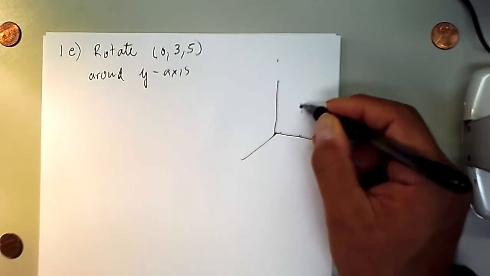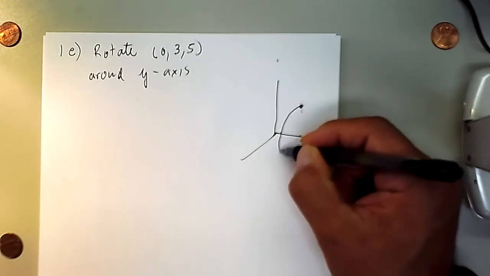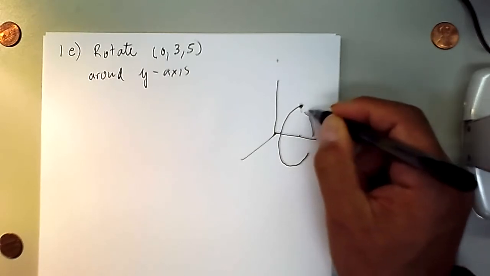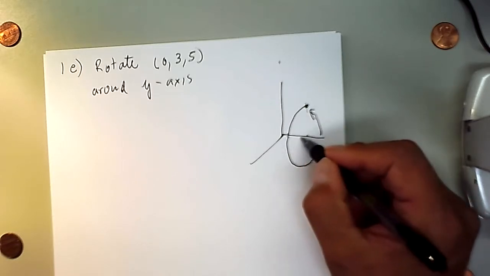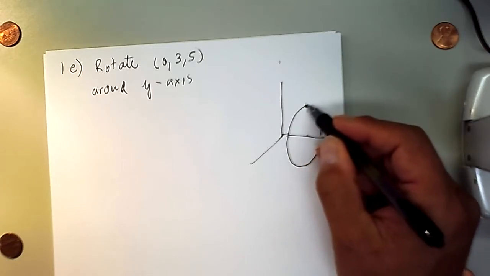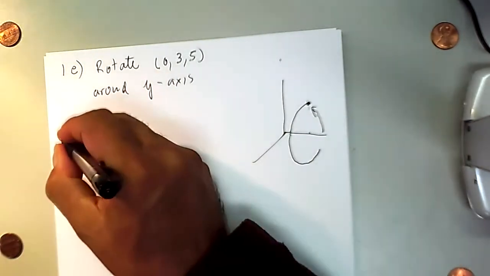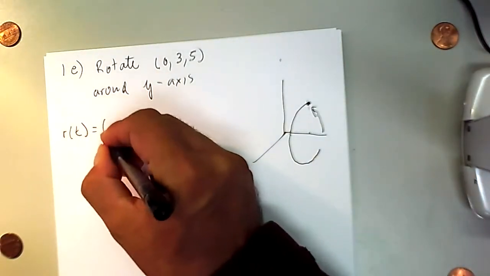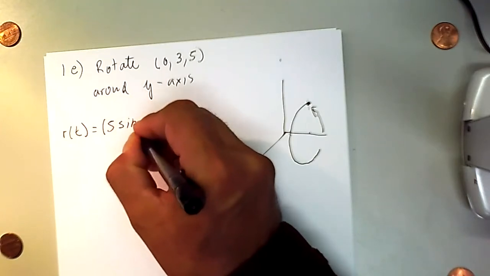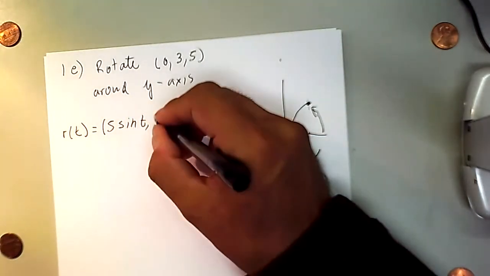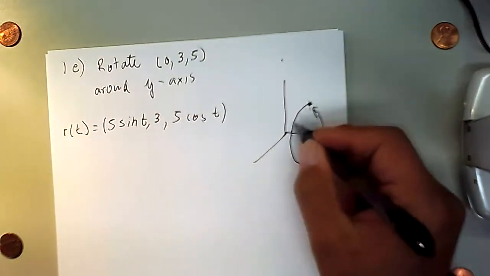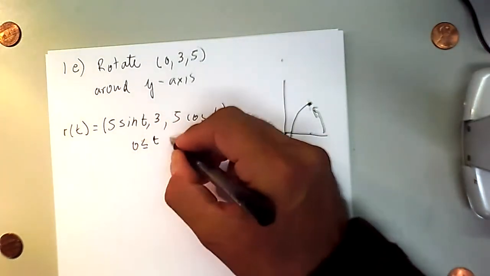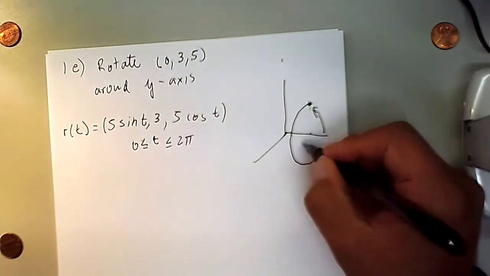We want to rotate around the y-axis. So we want to have a circle that goes around this way. Okay, so we want the y to be constant. We want to start at this point with an x of 0. So r of t, we want it to be 5 times sine t. The y has to be constant at 3, and then 5 cosine t, and that will create this as t goes from 0 to 2 pi in this direction.